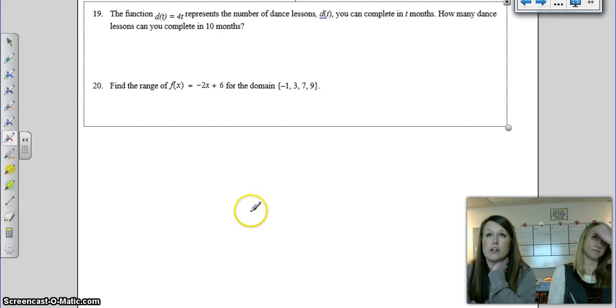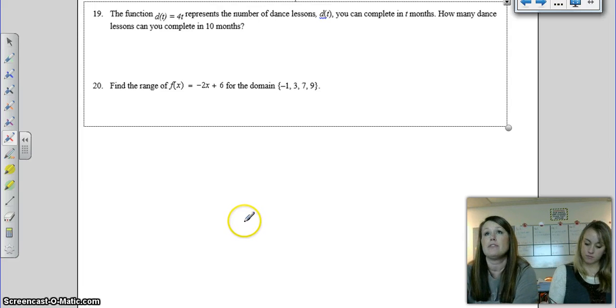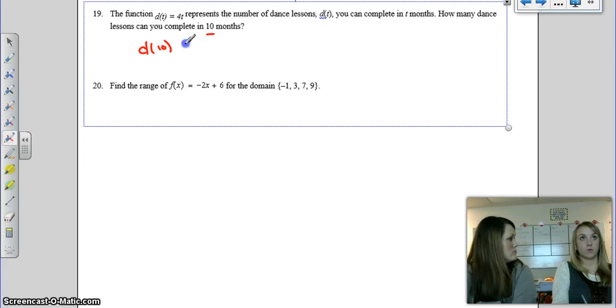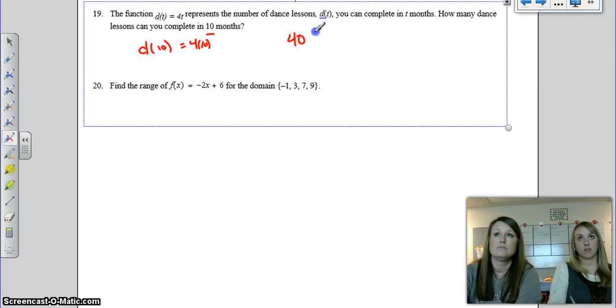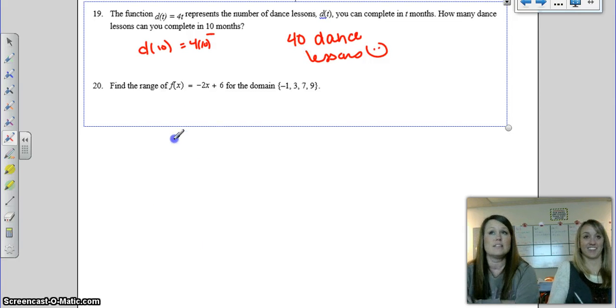Okay, here we've got another function. D of t equals 4t represents how many dance lessons I can take in a month. So I'm going to plug in 10. D of 10 equals 4 times 10. I could take 40 dance lessons. Do we need a label? Yes. Okay, it's easy. That's all it is.